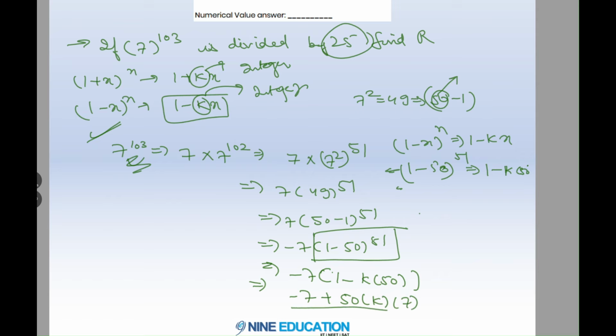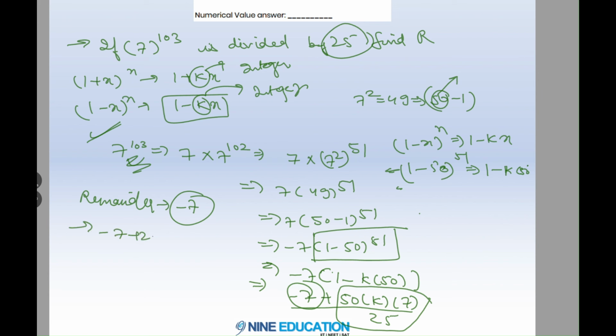We need to divide it by 25. Clearly, if you divide this term by 25, the remainder is 0, since 50 is a multiple of 25. Now the left out term is minus 7. Therefore, the remainder is minus 7, but a remainder is never negative. If the remainder comes out negative, you have to add the divisor itself. So the remainder is minus 7 plus 25, which is 18. So 18 is the answer to this question.